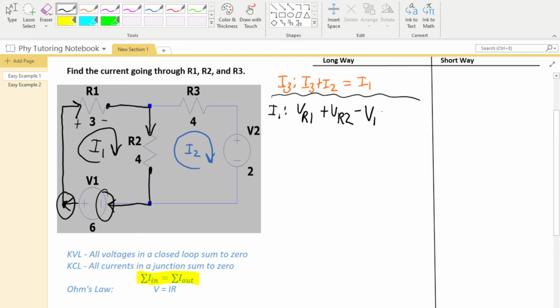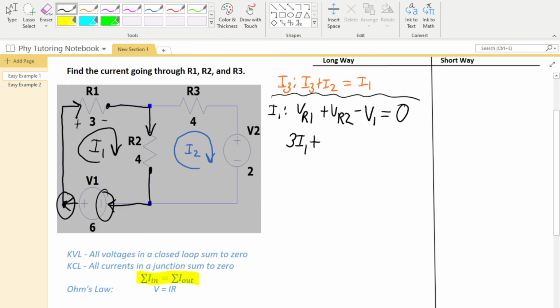And since Kirchhoff's voltage law tells us all of these voltages are going to sum up to zero, right? But we know the formula for voltage dropped across a resistor. It's just Ohm's law. It's current times resistance. And we know all the resistance values. So I know what R1 is. R1 is just going to be 3. And the only current going through R1 is I1. So it's going to be 3I1 plus.